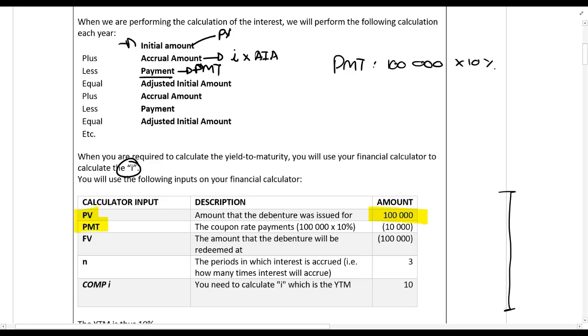Payment is the interest that we have to pay the holder of the debenture. I issued the debenture to you, I have to pay you interest. So that's the PMT, and look at this negative because I'm paying you. It's a cash outflow for me.